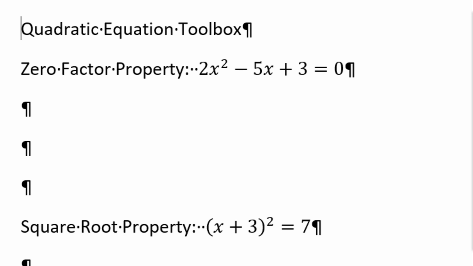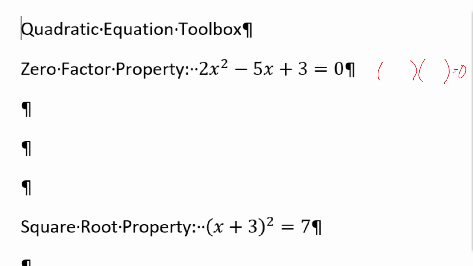So looking at our quadratic equation, I'm going to bring out what I call my toolbox. There are four basic techniques for solving quadratic equations. One is the zero factor property, one's the square root property, one is the completing the square process, and the fourth one is the quadratic formula. Starting with the zero factor property, this is typically the easiest if you can see how to factor something.